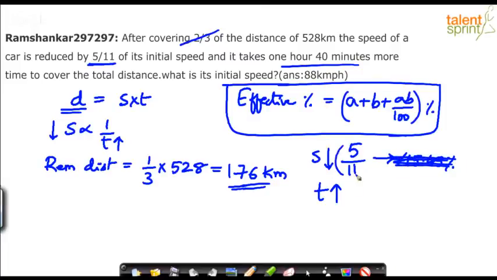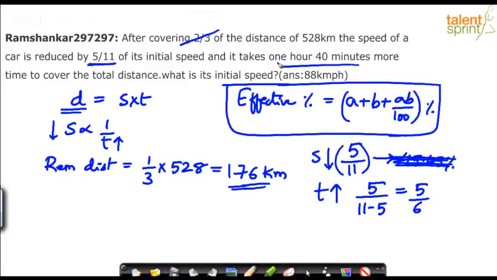See, this fraction is given as 5 by 11. We want something more in terms of fraction, right? So to increase a fraction, you must reduce the denominator. By how much will you reduce the denominator? You'll reduce the denominator by the value given in the numerator. So time should increase by 5 by 11 minus 5. So this will be 5 by 6. The time taken will increase by 5 by 6, right?